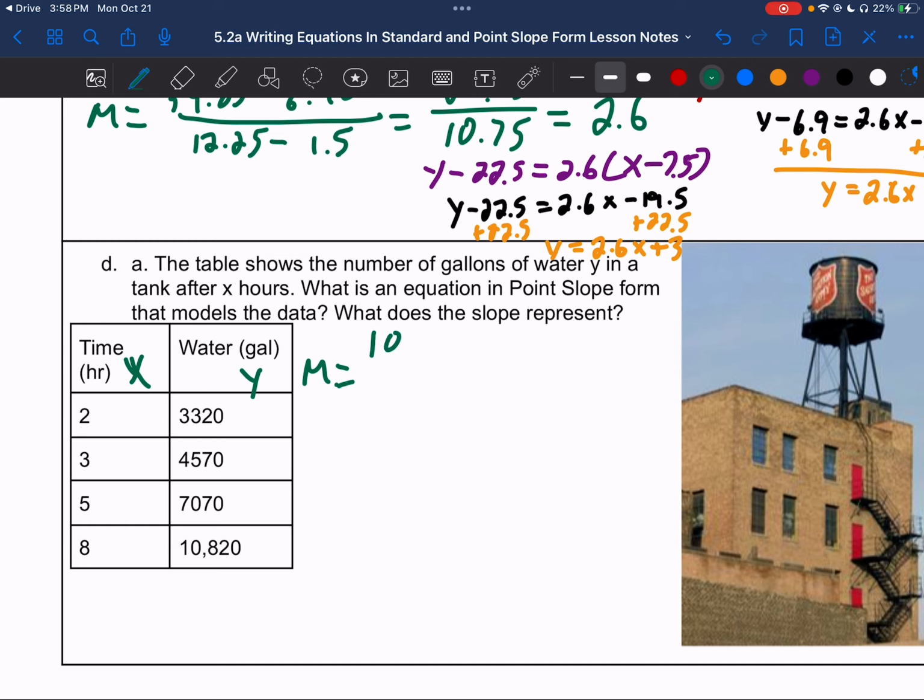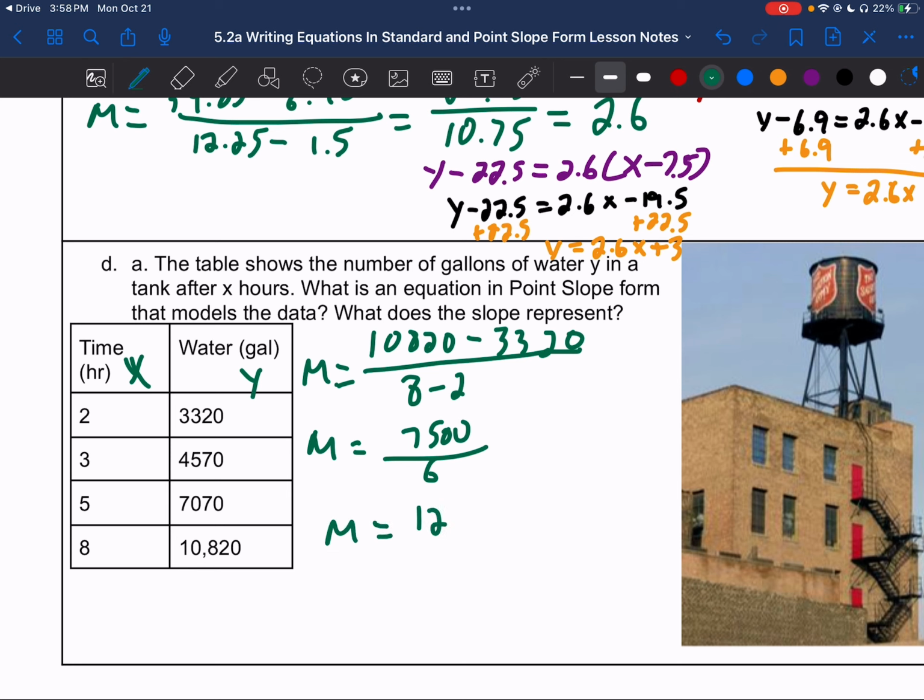So we have 10,820 minus 3,320 over 8 minus 2. And when we get this, we have m is equal to 7,500 over 6. So m is equal to 1250.